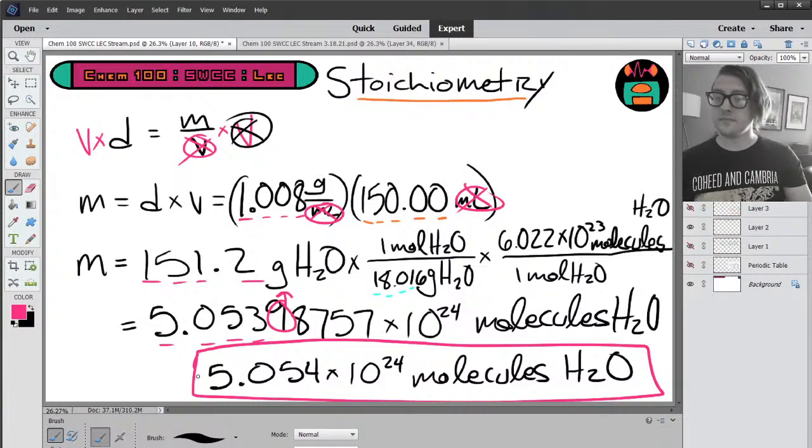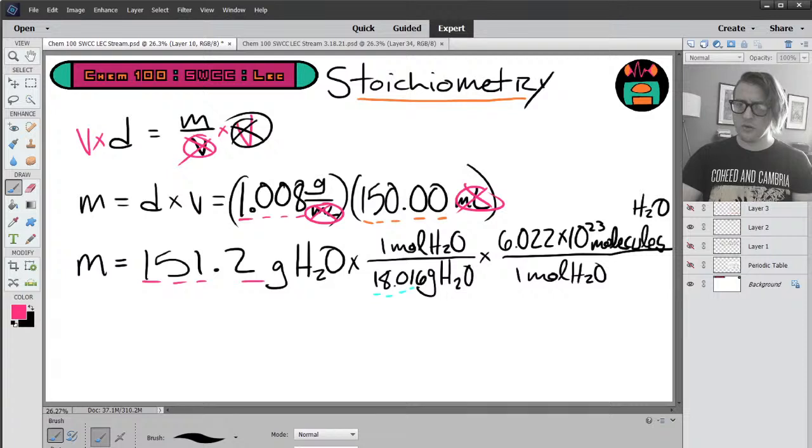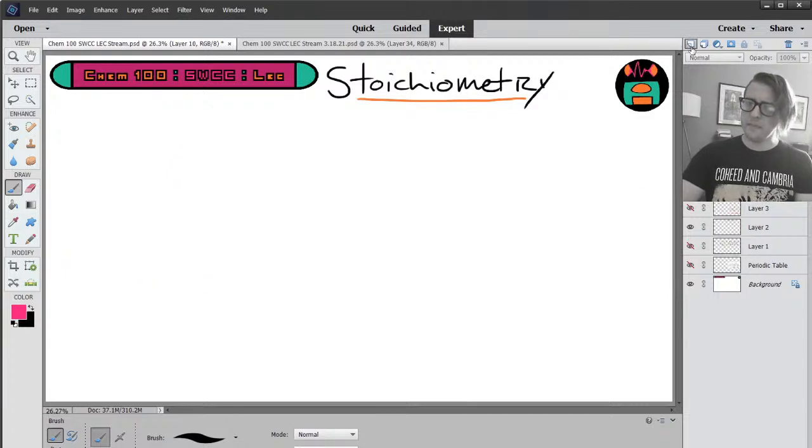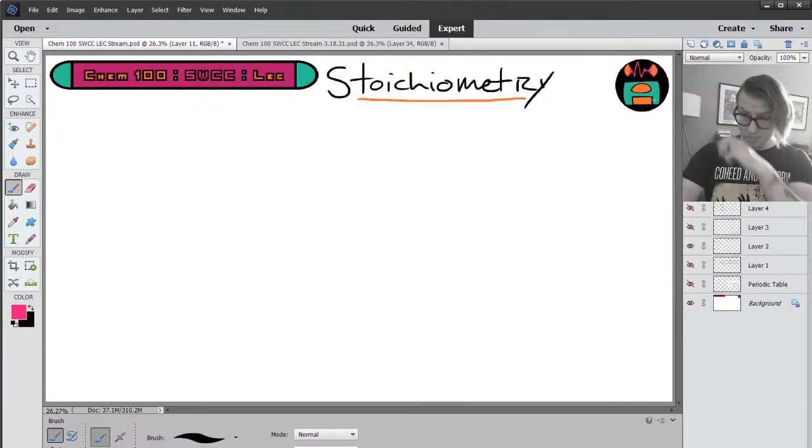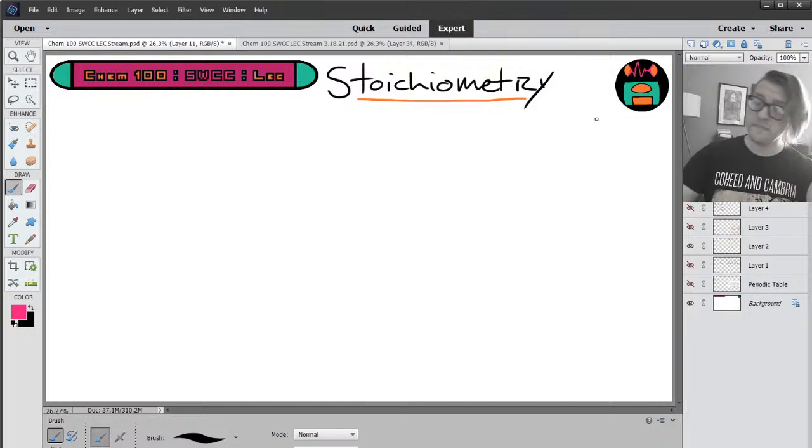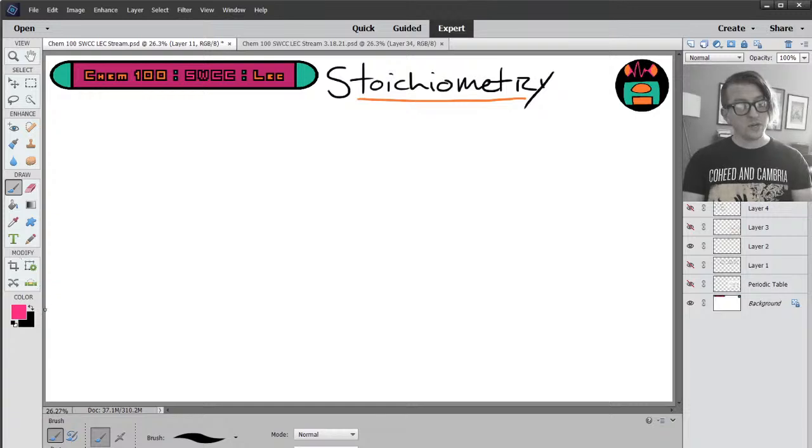All right. So that is the number of water molecules contained in a 150 milliliter sample. All right, now these problems are good. They're good practice, they're good warm-up, but they're not the meat and potatoes of stoichiometry. You're definitely going to run into them in an exam context, but we're about to transition to what stoichiometry is actually good for.